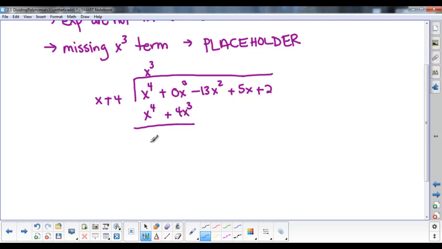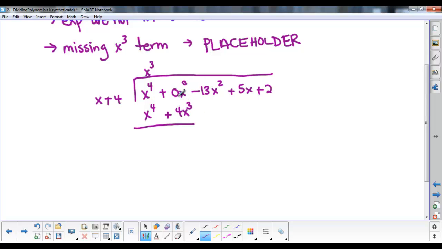Now, we do the subtraction. The x to the power of 4s cancel out. If we didn't put in this placeholder, what we would have is negative 13x squared take away 4x cubed, and because the exponents aren't the same, we wouldn't be able to do the subtraction. So that's why it's really important to put in this placeholder.